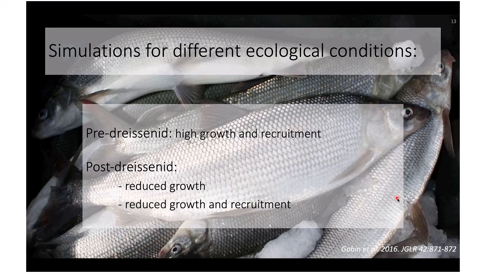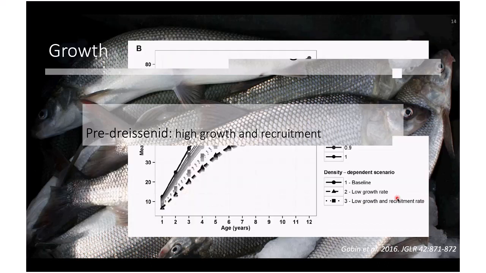If you were large enough to be caught in the gear and you were the minimum size for the fishery, then you were harvested. And we looked at the outcomes on harvest levels and sustainability of the fishery.